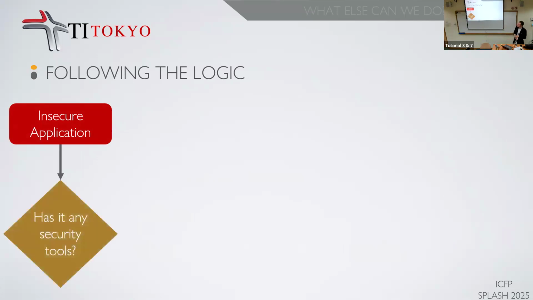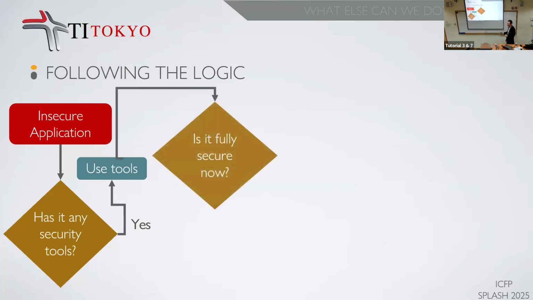Well, let's go check it out. Does it have any security tools we can use? Some do, like OpenRiak. Yay! So yes, use the tools. We'll change out our cookie, add SSL, and create users, and we're kind of safe. But are we fully secure now? No, certainly not. Okay, so what do we do next?